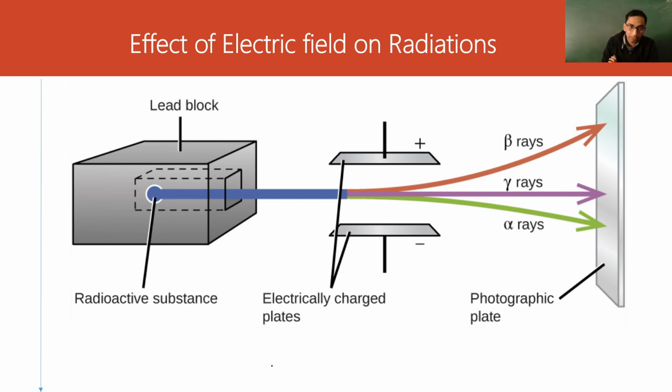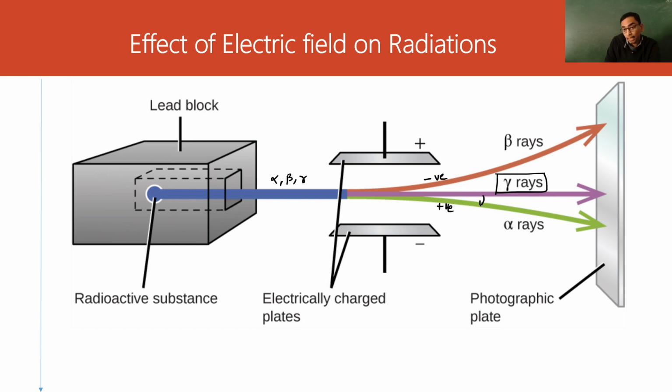This I had already explained to you, that suppose if we keep a radioactive particle over here in the lead block, and then the alpha, beta and gamma simultaneously come out, the gamma radiations would go straight because they don't have any charge. Beta particles would be going in the upward direction because they themselves are negative, and alpha particles, since they are positive, would be deflected towards the negative plate.